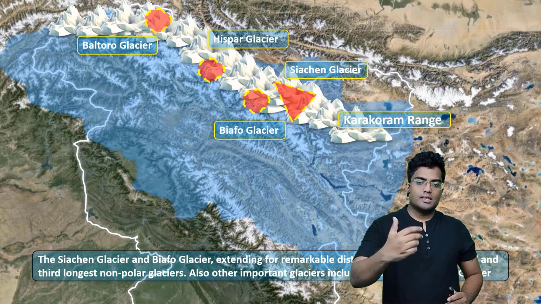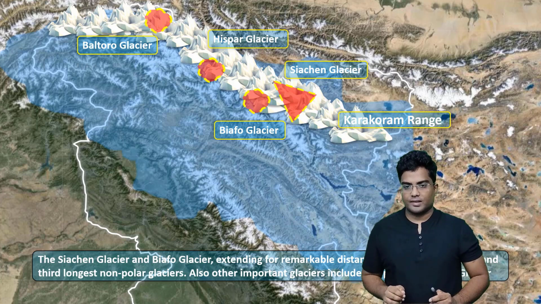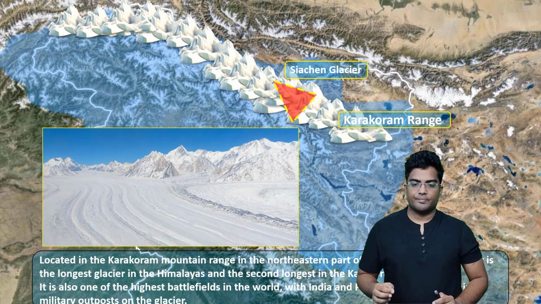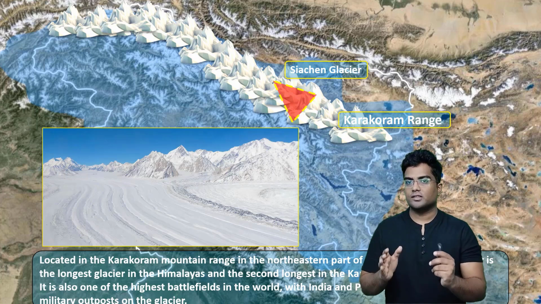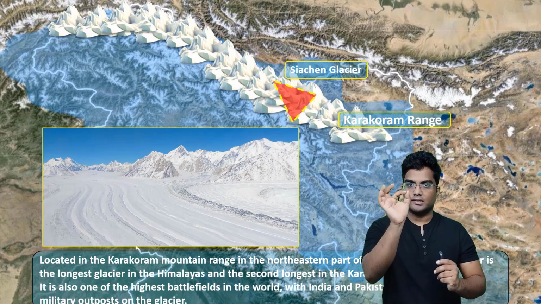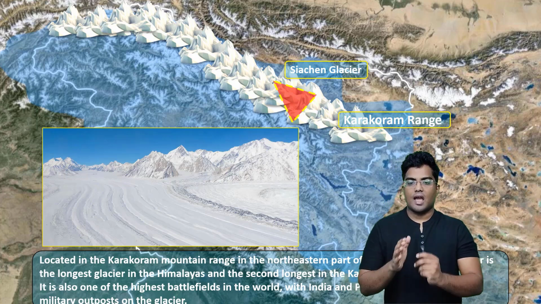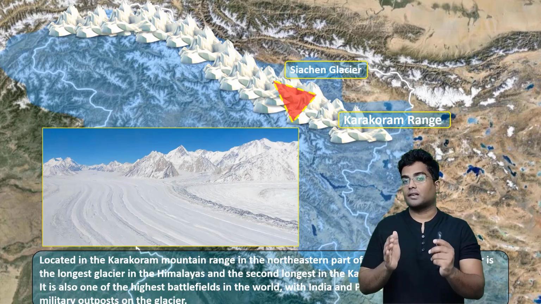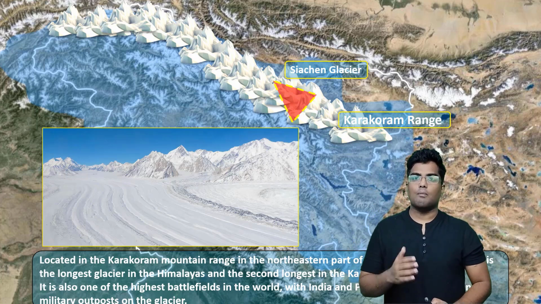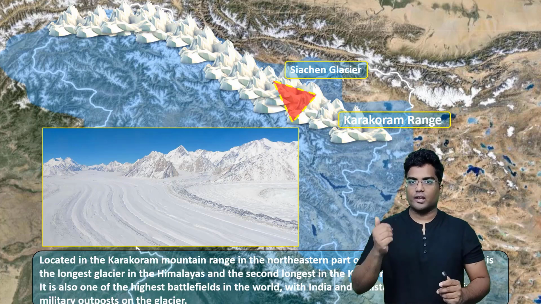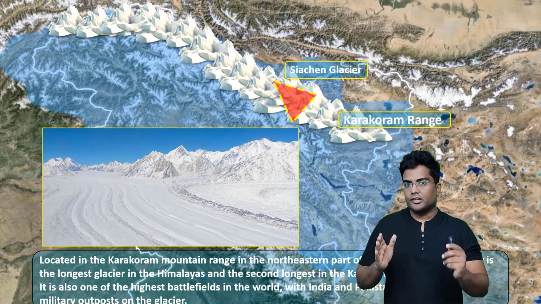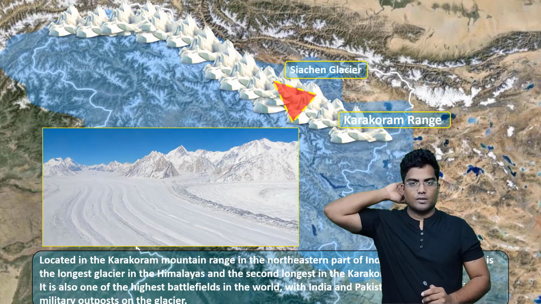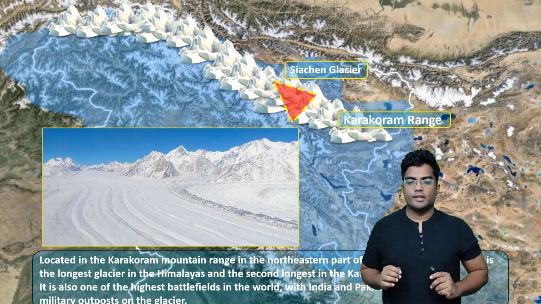So let's start with the Siachen Glacier. I have removed all the other glaciers. Siachen Glacier is the longest glacier in the Himalayas. Remember that it's the longest glacier in the Himalayas. And also remember, it is one of the highest battlefields in the world. You keep hearing about Siachen Glacier a lot in the news. Now, there are military outposts of both India and Pakistan. As for the geography, we are only going to discuss the geography, not the politics involved in it.